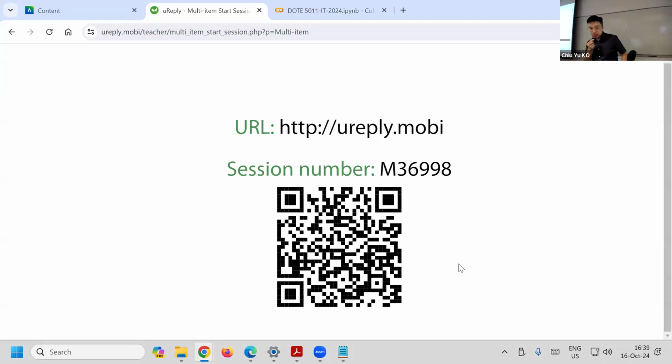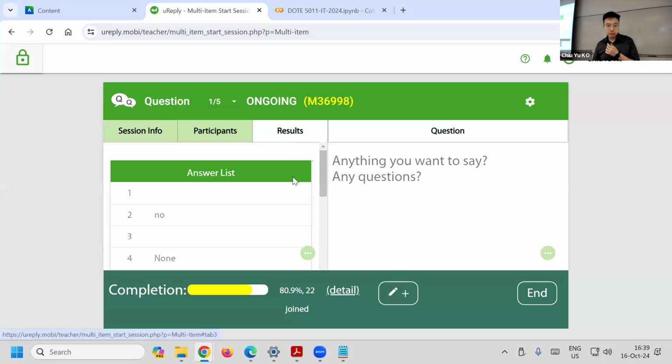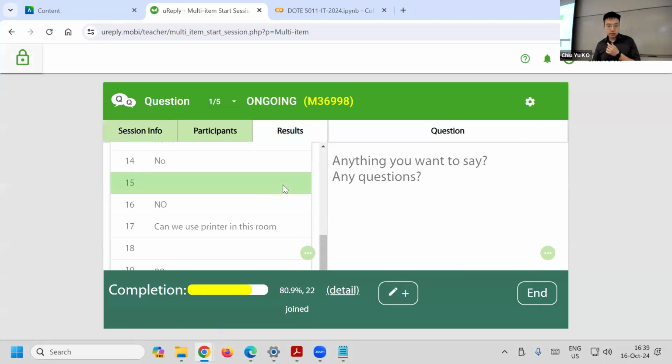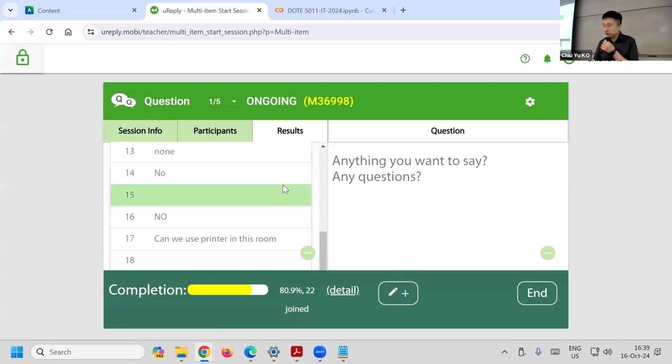So let's see how we're doing. Okay. I think you can use the printer, but I guess they charge. Oh, I never use that. I don't know, but I think that's the case.